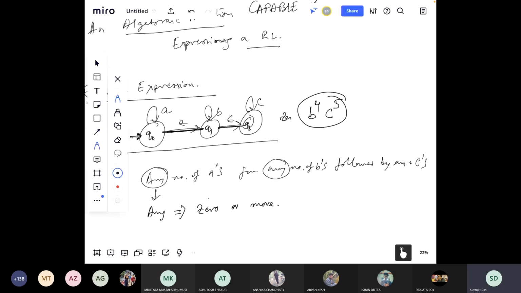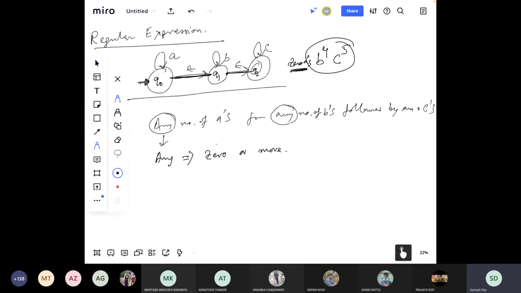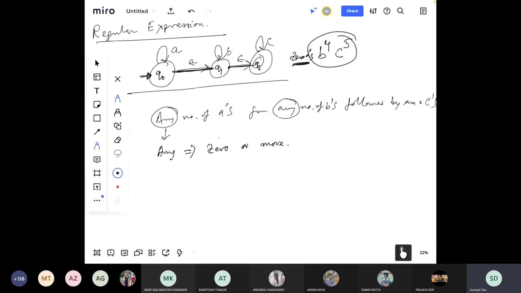There are no A's. So either 0 A's or any number of A's, followed by either 0 B's or any number of B's, followed by either 0 C's or any number of C's, and that is an expression. So this was an English-like expression of the language, right?